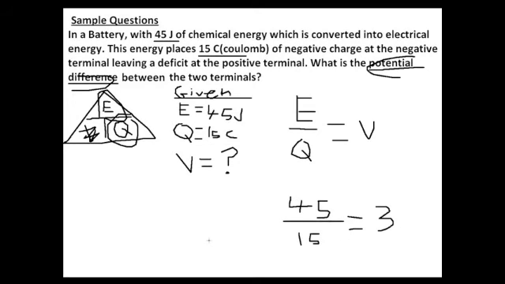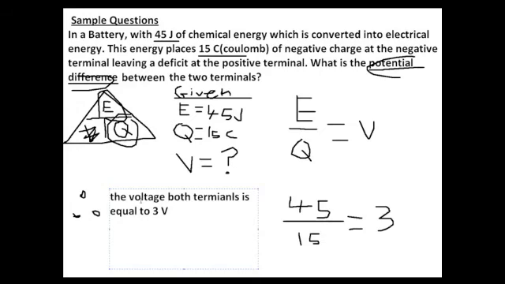So now that we have our answer, we need to finalize it with a therefore sentence or a statement including the question. So our therefore statement would be something like, therefore the voltage, which is the potential difference, you can say potential difference, the voltage between both terminals is equal to 3, and put volts, because that's the unit for voltage.